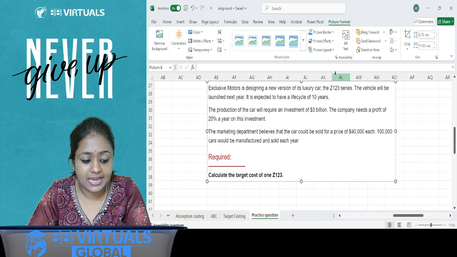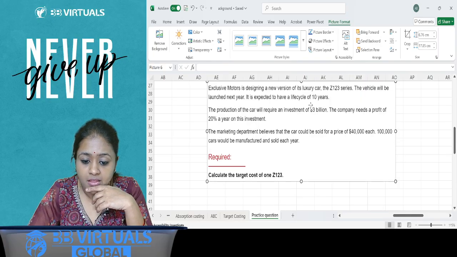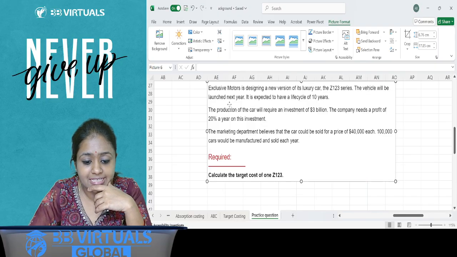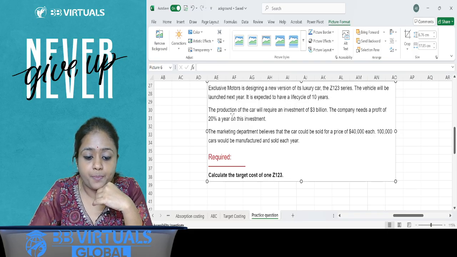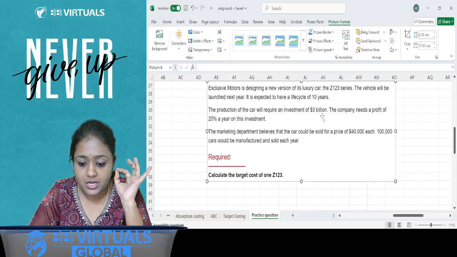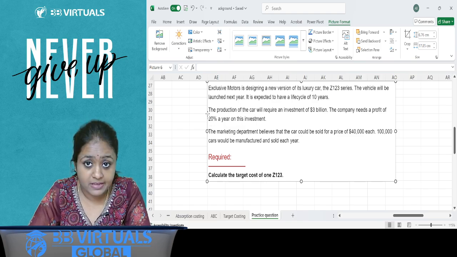So now they are designing a new version of its luxury car, the Z123 series. The vehicle will be launched next year. It is expected to have a life cycle of 10 years. The production of the car will require an investment of 3 billion. The company needs a profit of 20% a year on this investment. So the profit desired is 20% of 3 billion.